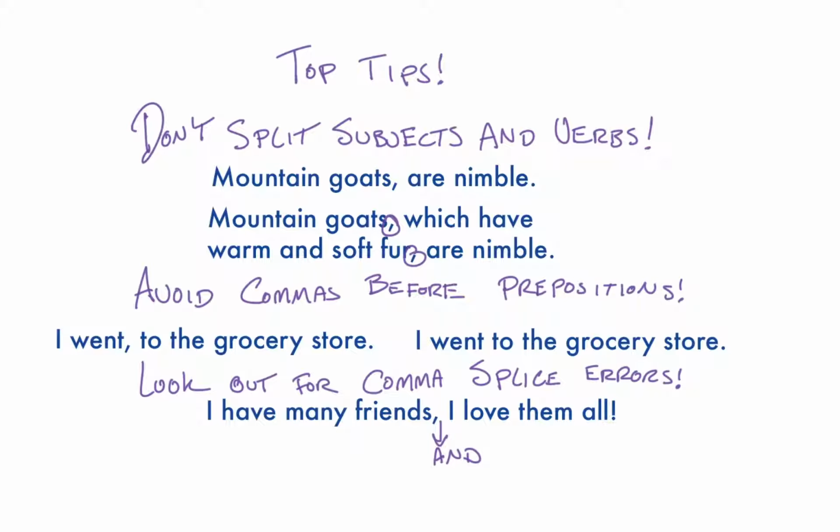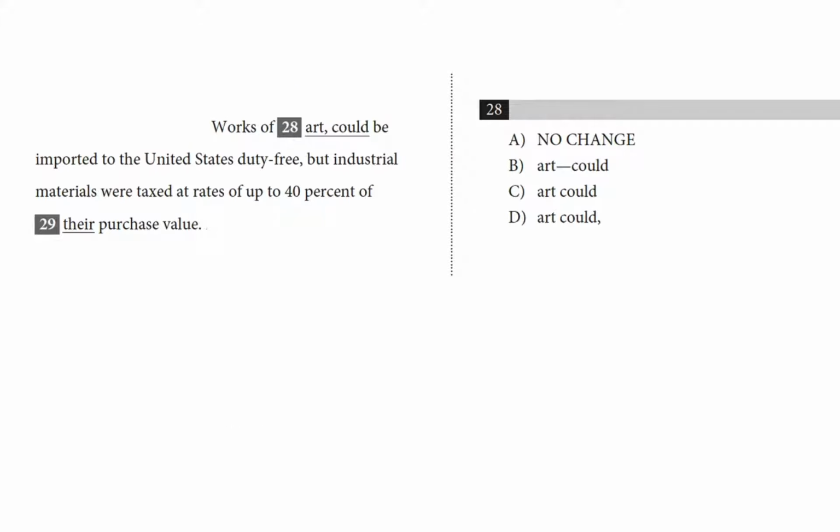Let's head back to the question, and I'll give you this opportunity to pause the video to take your own shot at it. Now let's try it together. Okay, so choice A puts a comma between "art" and "could." Is this part of a non-essential aside? Is "could be imported to the United States duty-free" an aside? It looks like no. This is just a comma interrupting a subject and a verb, and that's one of our top tips, remember, so we can knock this one out.